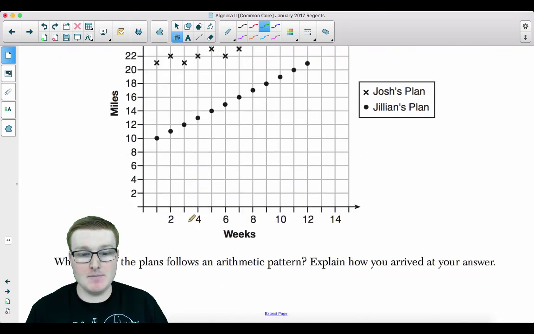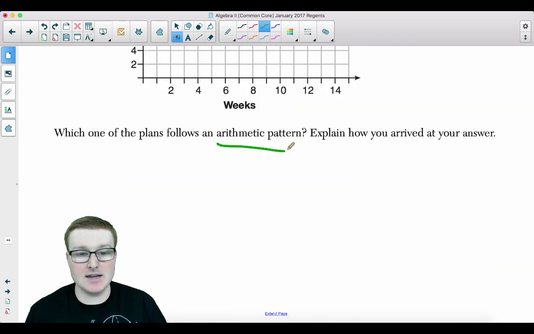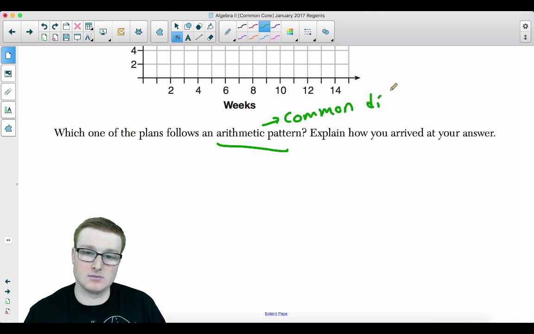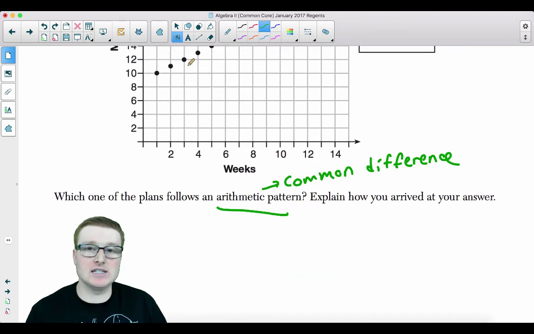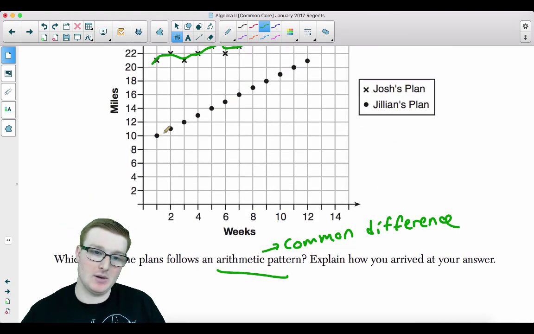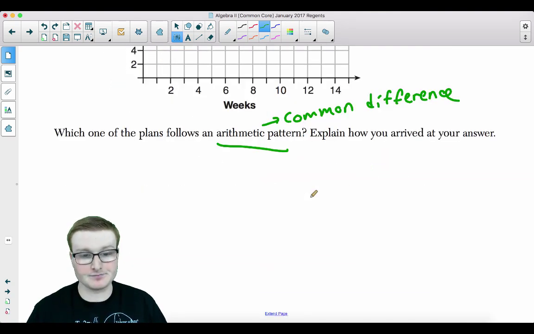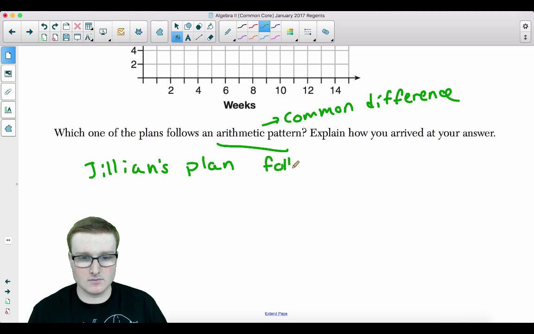Okay. Arithmetic means that there is a common difference. There's no jumping on the graph. Obviously, Josh's plan is not arithmetic. It's jumping all over the place. Jillian's plan is arithmetic. It's going up in a linear fashion. So we're going to say that Jillian's plan follows an arithmetic pattern.